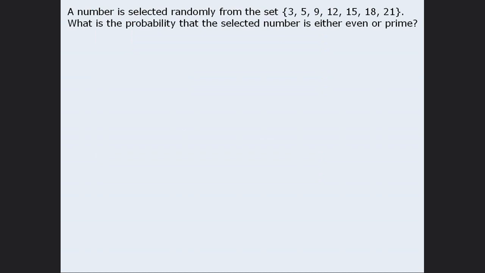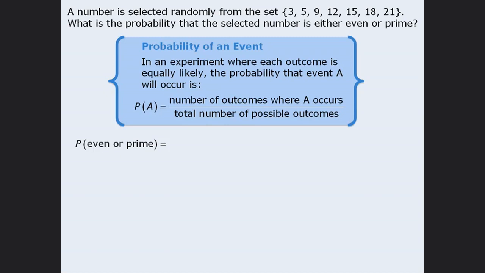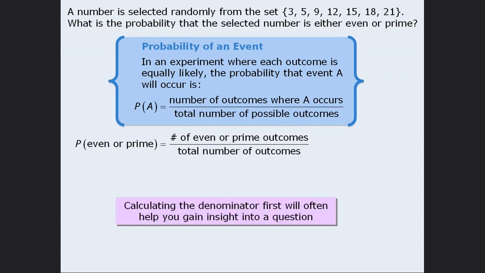Let's try another example. Here we are randomly selecting one number from the given set, and we want to determine the probability that the selected number will be either even or prime. So we'll call up the probability formula. The probability that the selected number will be either even or prime will be equal to the total number of outcomes where the selected number is either even or prime divided by the total number of possible outcomes. Beginning with the denominator, we want to know the total number of possible outcomes. Well, there are 7 numbers in the set, and it's equally possible to select any of these numbers. So there are 7 possible outcomes.